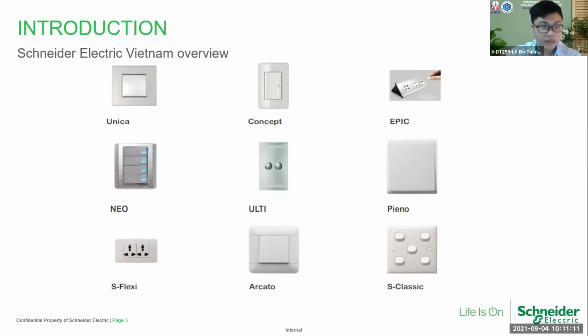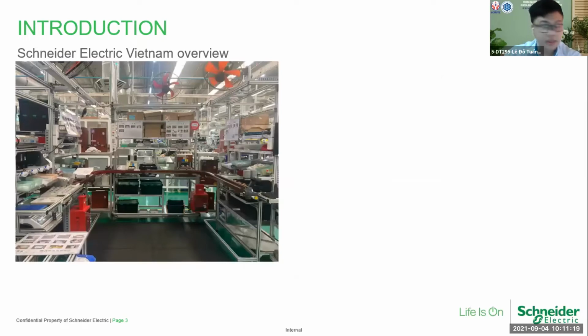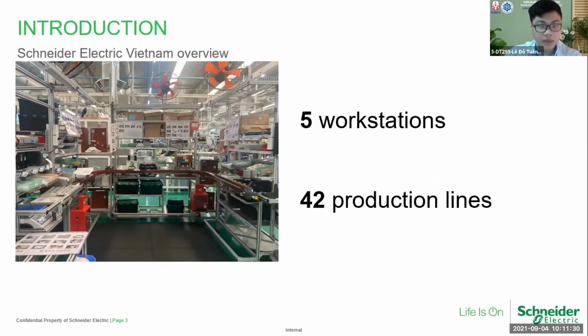This is an overview of our production line of Schneider company. The line has 5 working stations, including 4 assembly stations and 1 product packing station. In the current factory, we have 42 production lines with the same standard and size, serving 50 different product families for different markets.